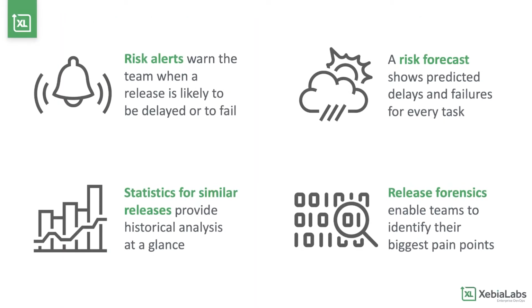The Risk Prediction module offers risk alerts that warn the team when a release is likely to be delayed or likely to fail, a risk forecast that shows predicted delays and failures for every task, historical analysis through statistics for similar releases from the past, and release forensics that help DevOps teams identify and address their biggest pain points.